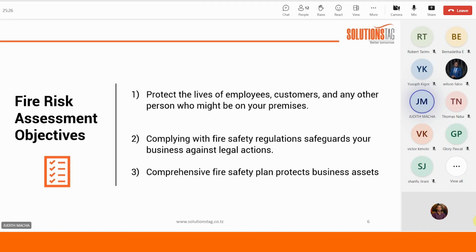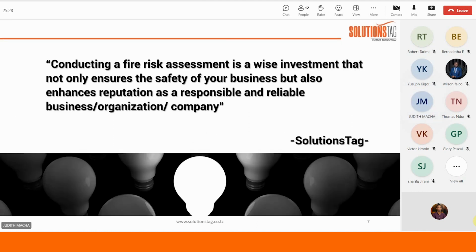So conducting a fire risk assessment is a wise investment that not only ensures the safety of your business, but of course it enhances a reputation as a responsible and reliable business, whether it's a business, an organization, or a company. So this is the wise investment that you can make to your business to make sure you maintain your brand, but again, you maintain the safety of your business.